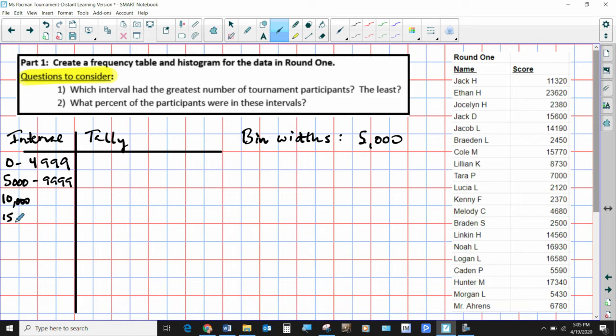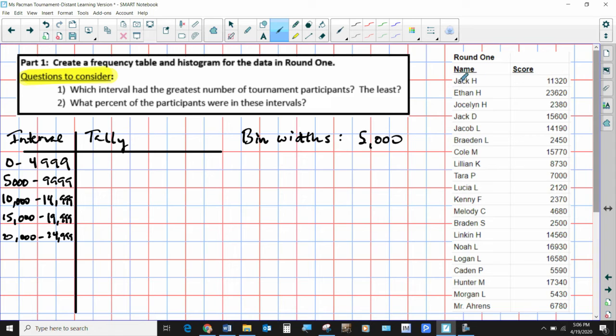Then we've got a 15,000. Then we've got a 20,000. I think that's all we need, because Ethan's score is in the 20,000 range, not 25,000 range. So this is going to be 10,000 to 14,999. Goes from 15,000 to 19,999. And then this goes to 20,000 to 24,999.